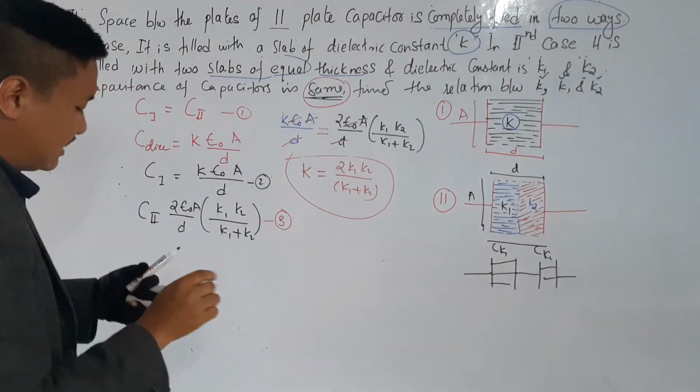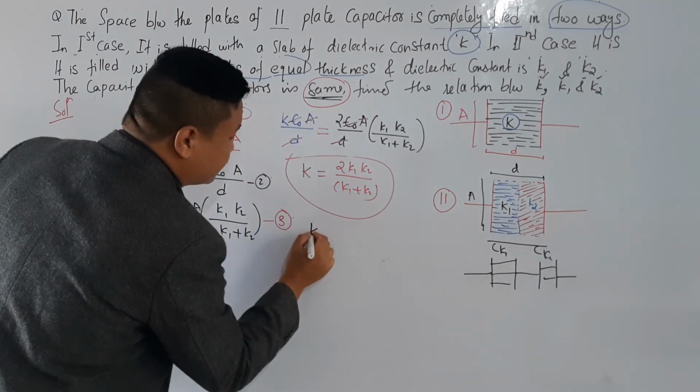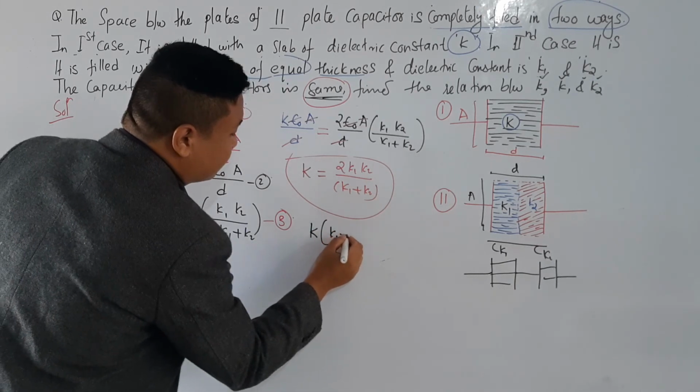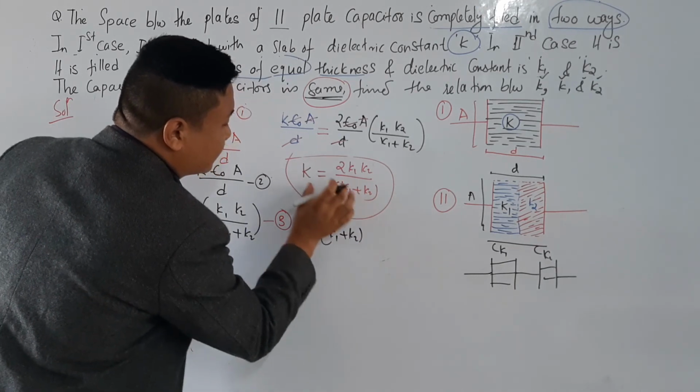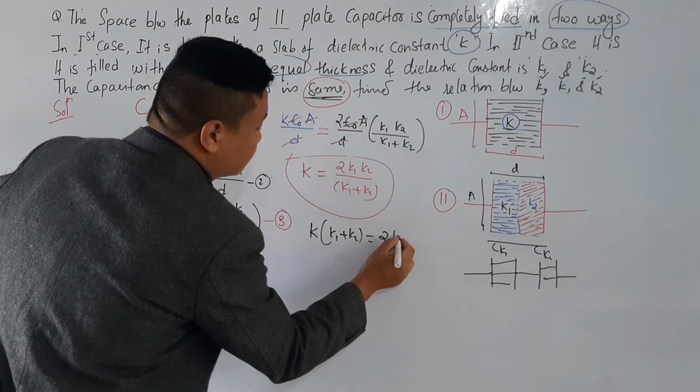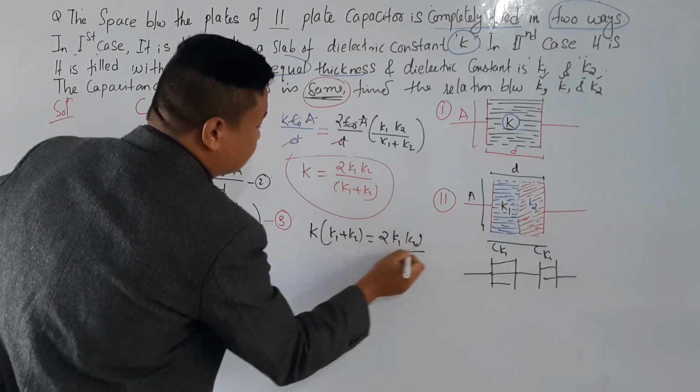Or you can also write it this way: K is there, you bring K1 plus K2 here, so K into K1 plus K2 will be equal to 2 K1 K2. So this is the relation.